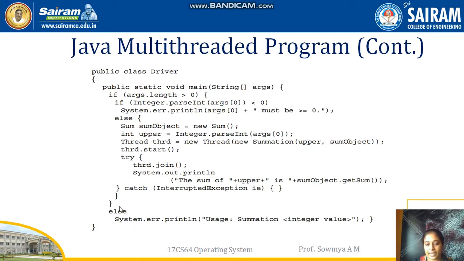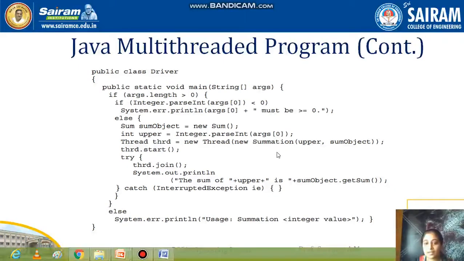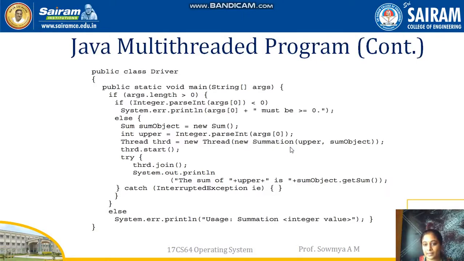The thread start is under a try and catch method to handle errors. Then thread join, and System.out.println to print the values computed by the sum function. We define a variable thrd with the data type Thread, and new Thread is used for creation of the thread. A new Summation object is created for the class Summation, and we call the sum object function to calculate the sum.